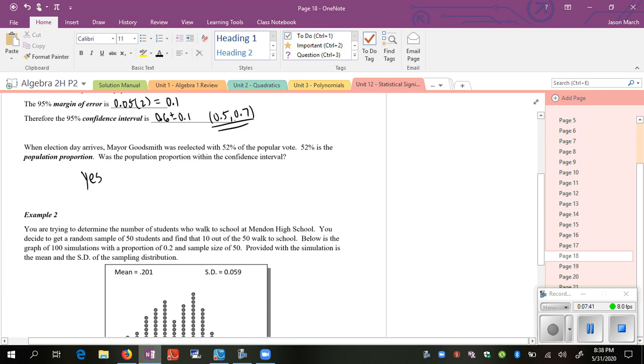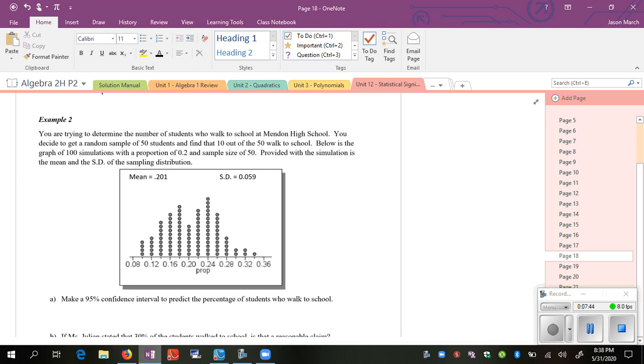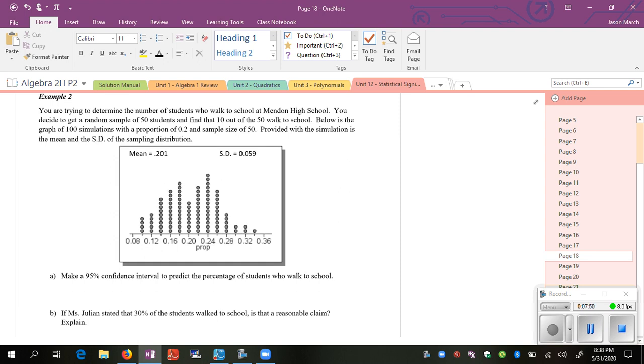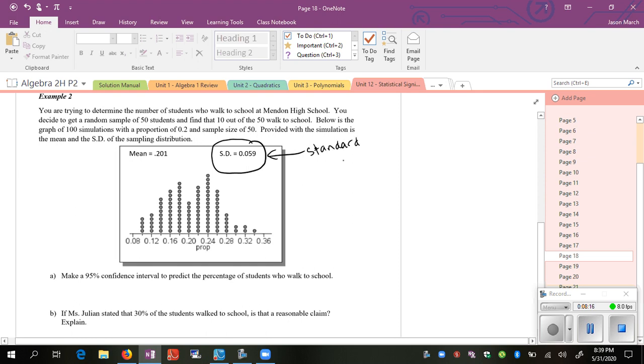Okay, so let's make one of our own. You are trying to determine the number of students who walk to school in your high school. You decide to get a random sample of 50 and find that 10 out of the 50 walk to school. Below is the graph of 100 simulations with a proportion of 0.2 and a sample size of 50. Provided with the simulation are the mean and the standard deviation. So we're going to be using this as our standard error. Make a 95% confidence interval to predict the percentage of students who walk to school.